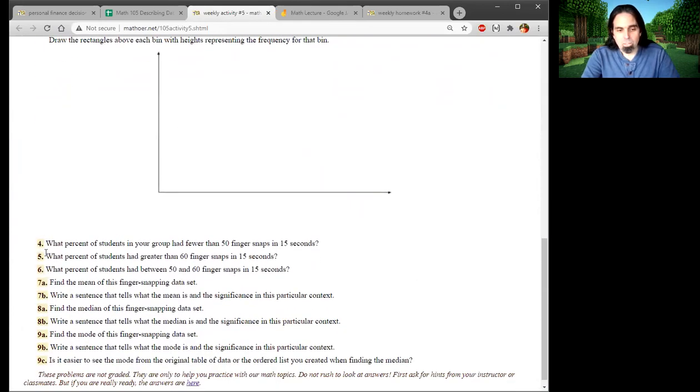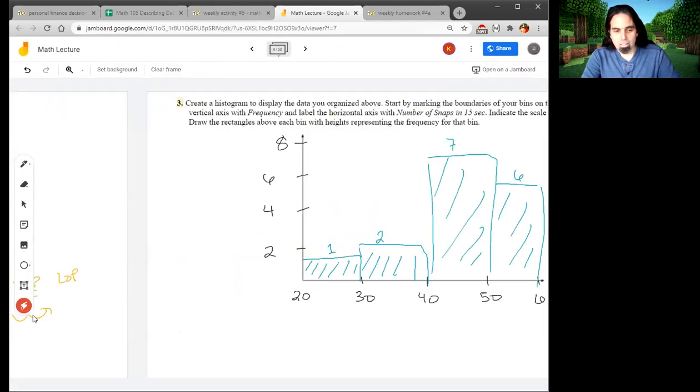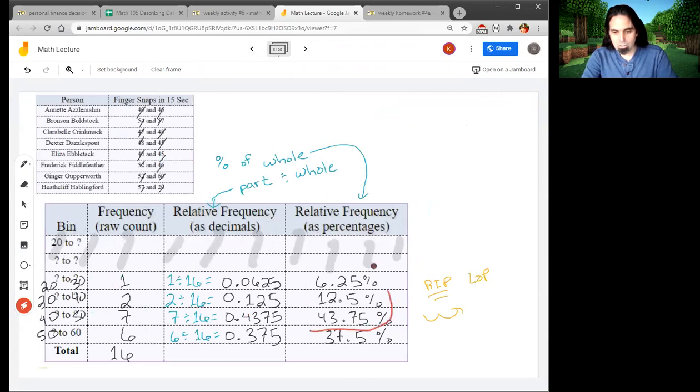Then we ask questions. What percent of the students had fewer than 50 finger snaps? Well, I could take the fewer than 50 is all of this crowd. I could add those all up and get my answer. So things like that.